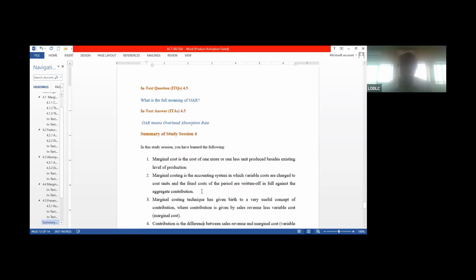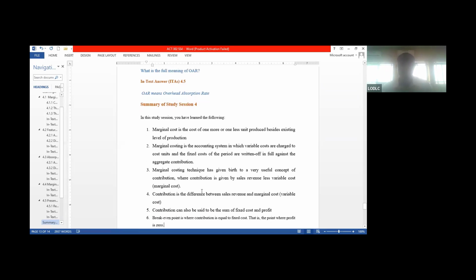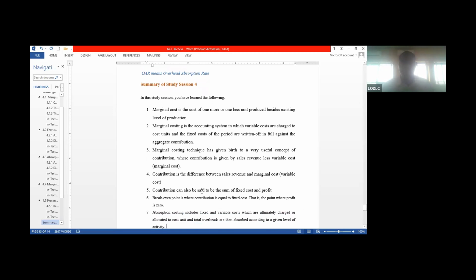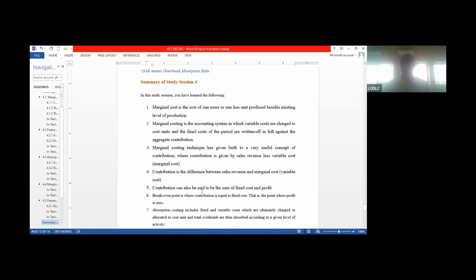So we have come to the end of this study session. We said marginal cost is the cost of one more or one less unit produced besides the existing level of production. And we made mention of the definition of marginal costing, an accounting system in which variable costs are charged to cost units, and the fixed cost of the period is written off in full against the aggregate contribution.